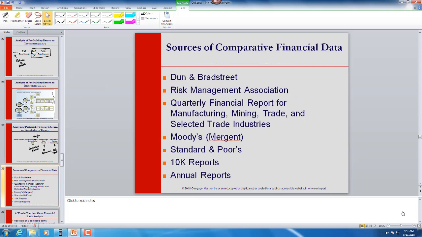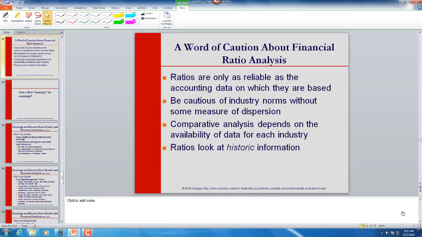Now, sources of competitive financial data, you can get that. A word of caution about financial ratio analysis. Ratios are only as reliable as the accounting data on which they're based. That's very true, guys. For example, if you looked at the ratios for Enron in 2002, just before they went bankrupt, you would have said this is an exceptional company. That's because at least a lot of the numbers were incorrect.